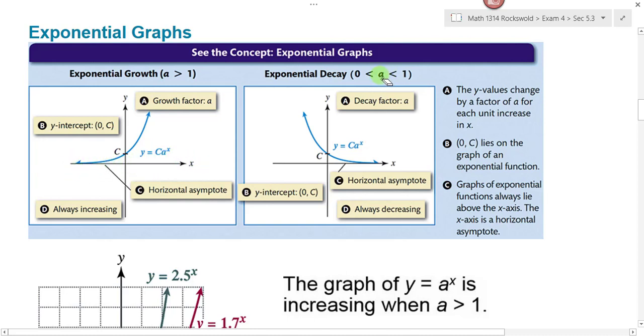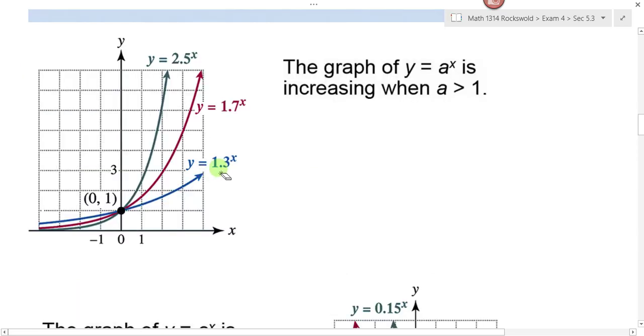If we're raising a base that's between 0 and 1 to a power of x, we have a decreasing function. The y-intercept stays the same and the horizontal asymptote stays the same. We just switch our function from increasing to decreasing if the base is in between 0 and 1. The larger the base is, the steeper the curve will be.